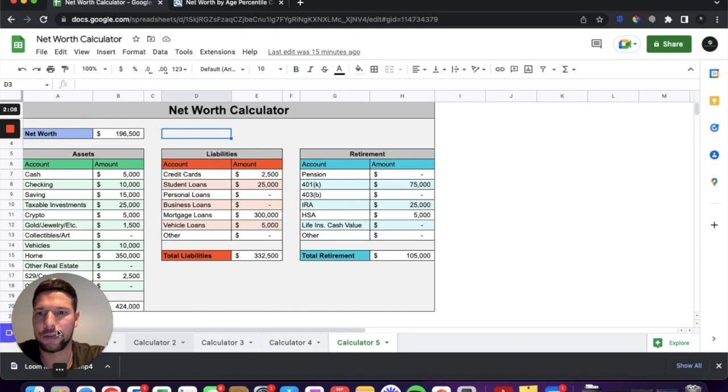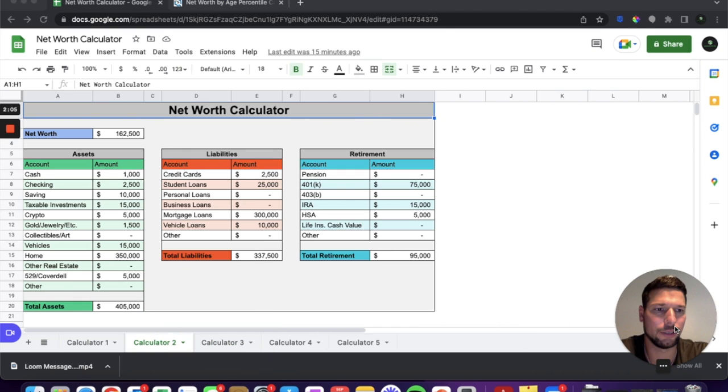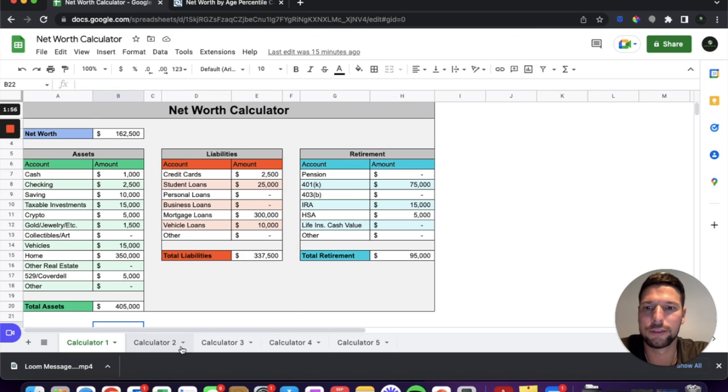And for this calculator, there's 5 different ones here. So this will be linked in the YouTube video description below. But if someone else is using it when you're on here, I'll just hop to a different one and you can enter in your data. But here it's going to break down your different assets, liabilities, and retirement. And I included all the ones I could think of. This should cover a majority of people's situations. But if there's something you don't have, just put it in one of the other categories here.